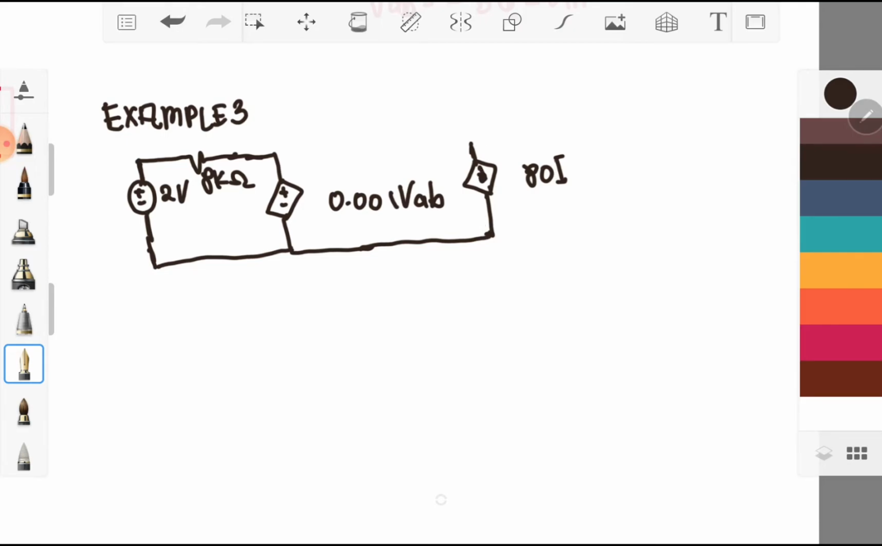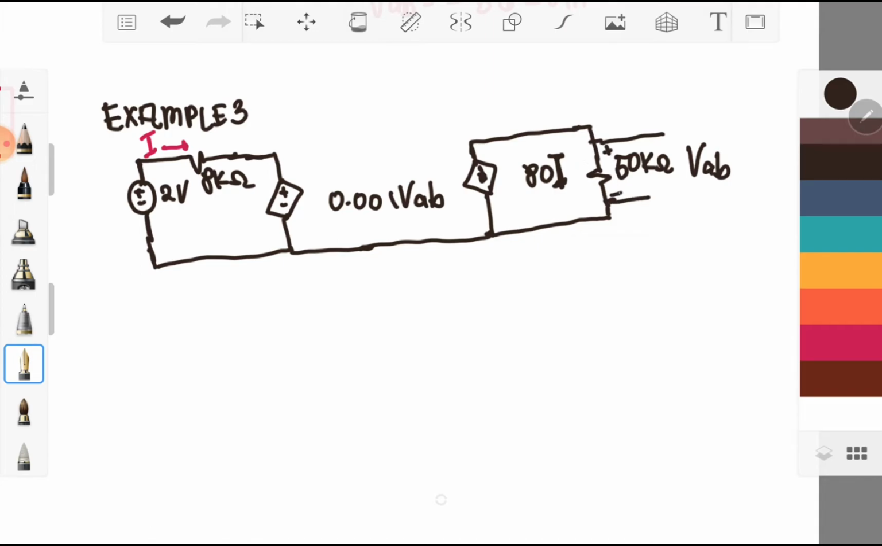Bakit current dependent siya? So take note kasi ay current to ng circuit na to. This is your I wherein that I is dependent. Next is your 50 kilo ohm resistor. And then your voltage VAB. This is your positive, negative voltage VAB. And then your terminals A and B.